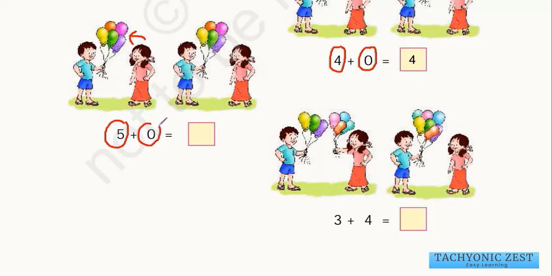So how many balloons the boy has now in total? Let us count 1, 2, 3, 4, 5. So the boy now has total 5 balloons.